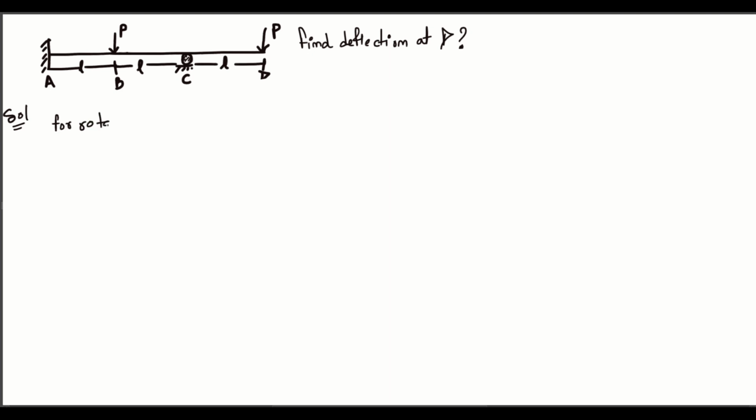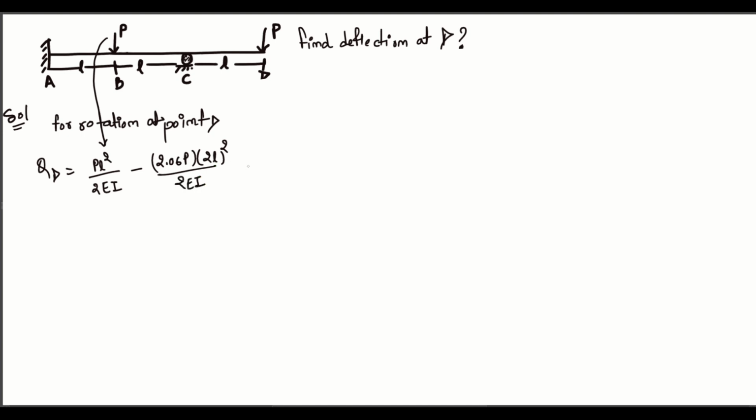The rotation at point D, the expression will be theta D is equals to rotation due to this point load, this will be PL square upon 2EI, and due to the propped reaction 2.06P into 2L square upon 2EI, and for this load it will be P into 3L square upon 2EI, and theta D will be 0.88 PL square upon EI.